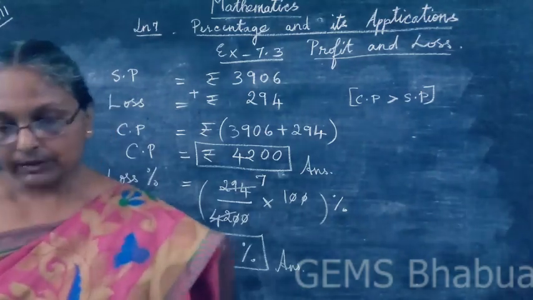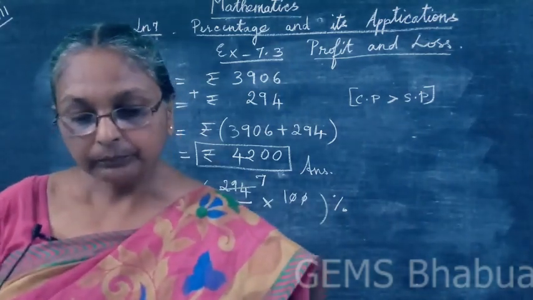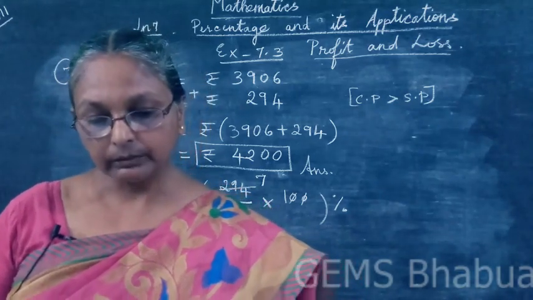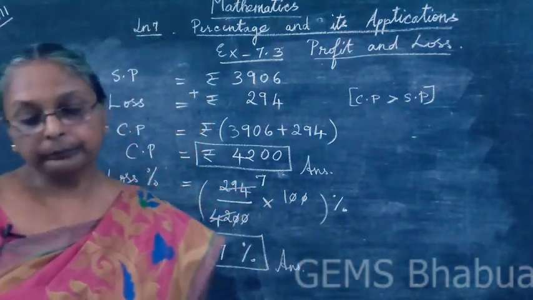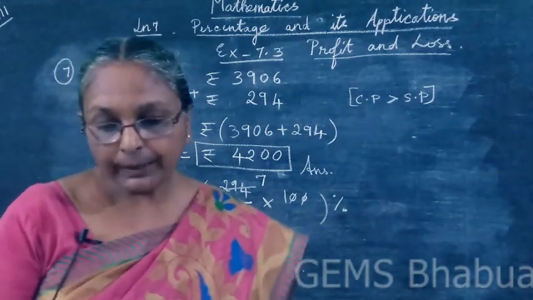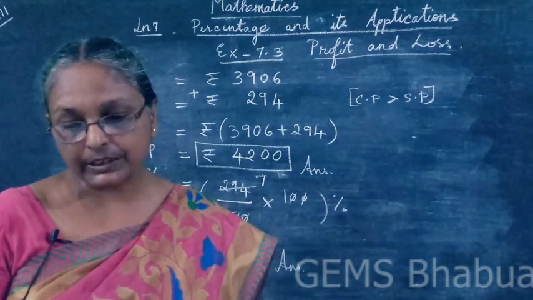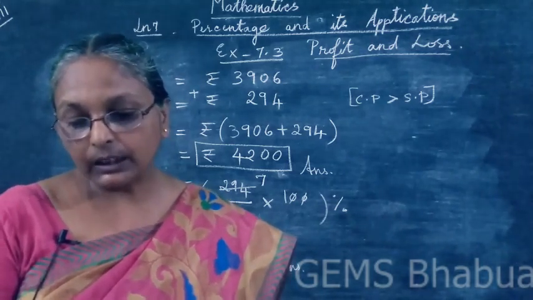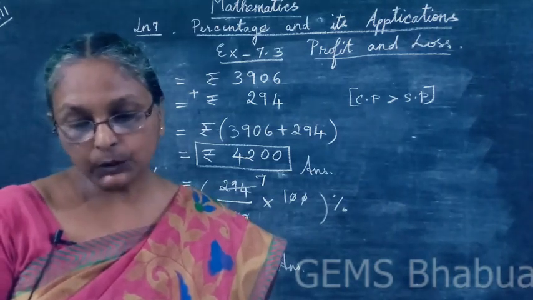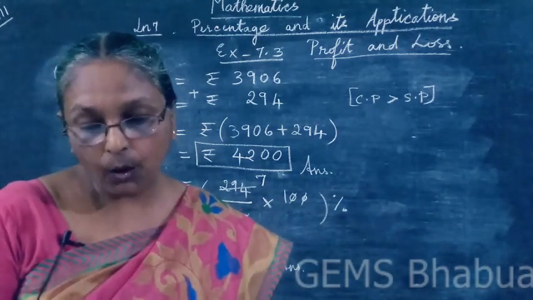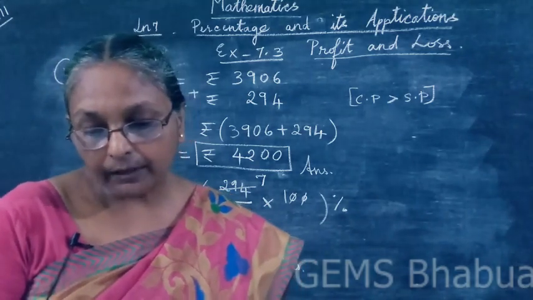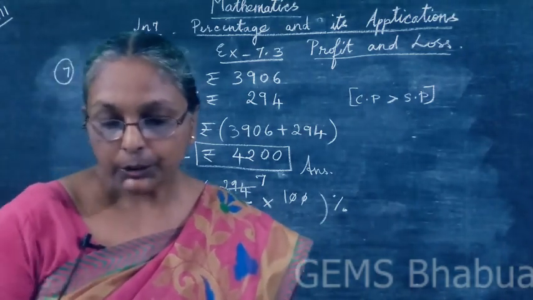One more sum I will just do it off for you. You can see the 15th sum in your book. By selling an article for rupees 4,550, Tony incurs a loss of 9%. What percent would he gain or lose by selling for rupees 4,825?